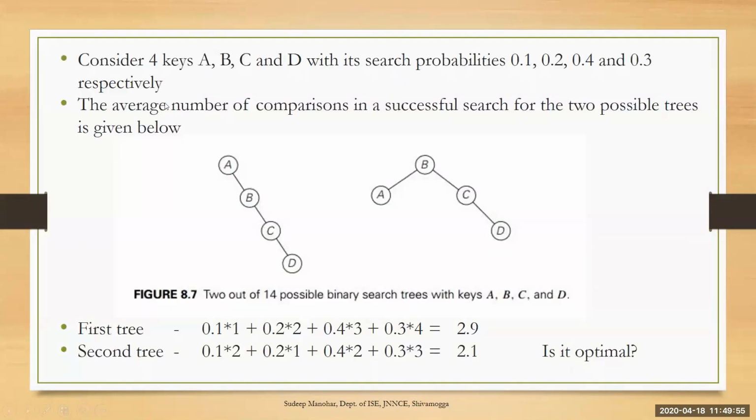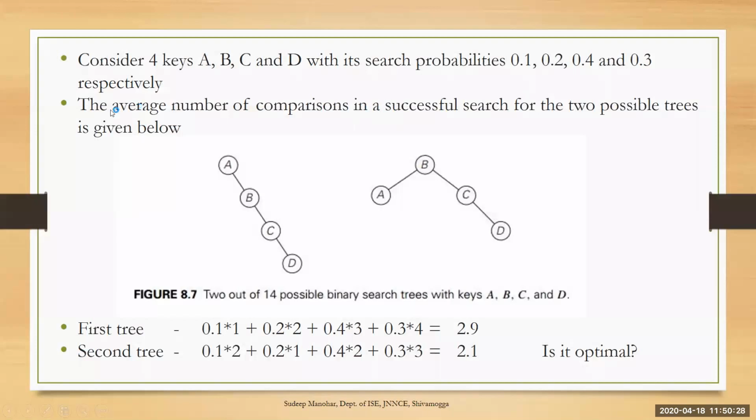Let us take this example. Consider 4 keys A, B, C, and D, and their probabilities 0.1, 0.2, 0.4, and 0.3. That means 10% is the probability of searching for A, 20% of the time B is searched, 40% of the time C is searched, and 30% of the time D is searched. So those are the probabilities.